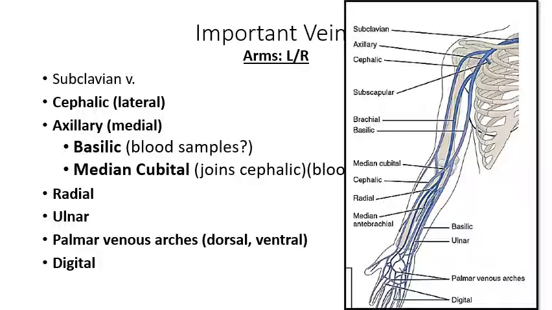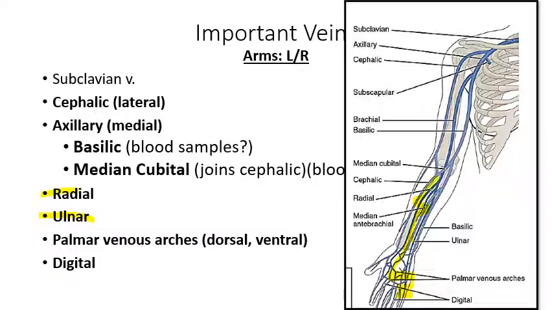Okay, let's pay special attention to the arm because in the event that some of you might want to become phlebotomists, you have to be very familiar with these veins in the arm. Okay, so up here we have, well, let's start at the bottom. So we start with the digital veins and the palmar venous arches that are sending blood up to the ulnar vein and the radial vein. Right, so we get the blood that far.